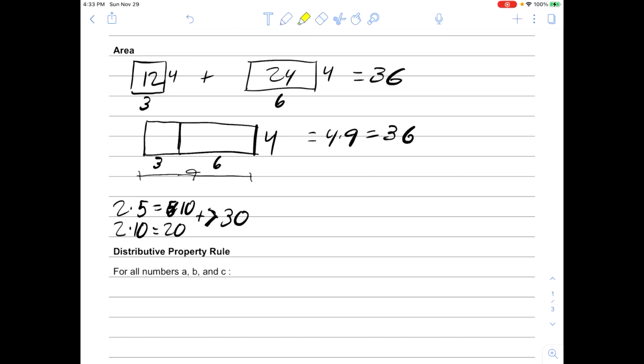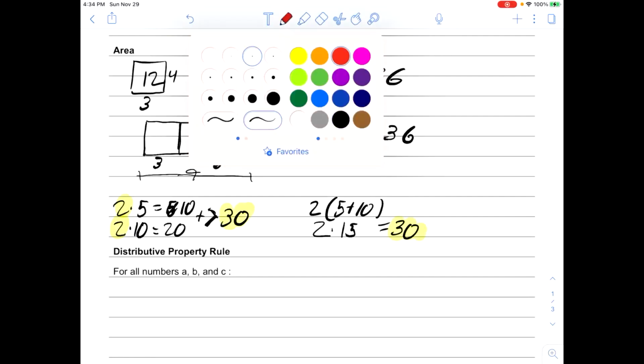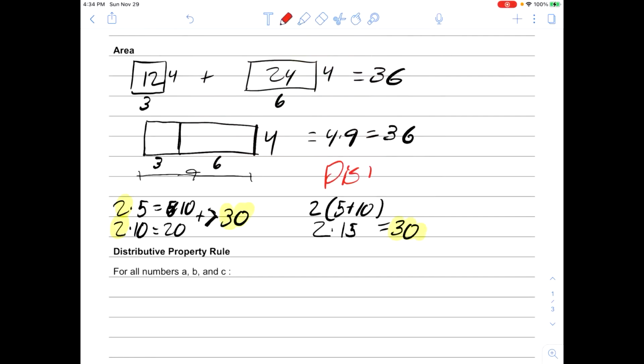Now, because the number 2 is what I multiplied each of these by, just like in our example before, I could start by adding my 5 and 10, and then multiplying by that 2. 5 plus 10 is 15, and 2 times 15 is 30. In both cases, I got the number 30. Both of these things that I just showed you are examples of the distributive property.